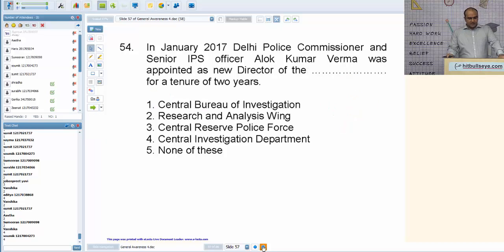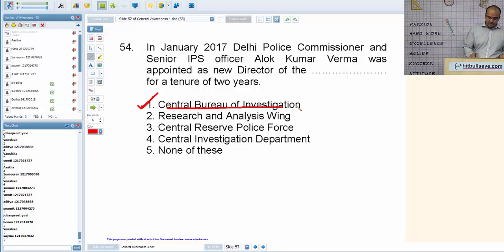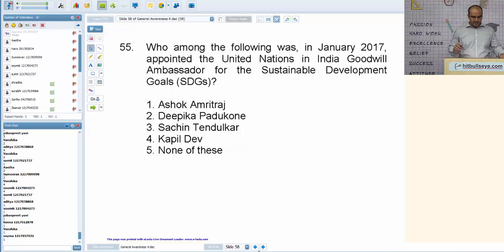Next is, in January 2017, Delhi Police Commissioner and Senior IPS Officer Alok Kumar Verma was appointed as the new director of which organization for a tenure of 2 years? The correct answer is option number 1, Central Bureau of Investigation, that is CBI.